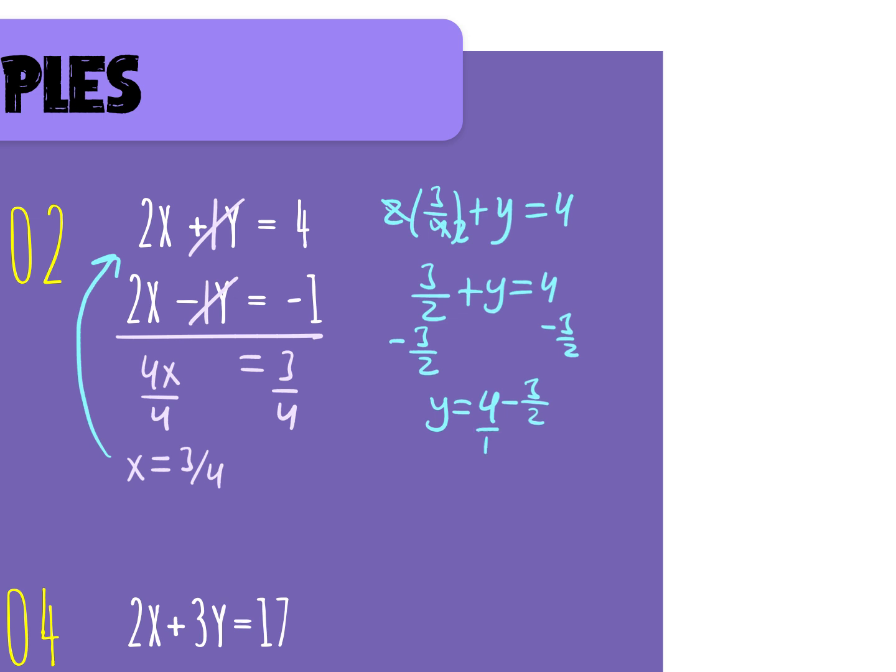I'm going to write this 4 over 1, because we want a common denominator. So this is going to get us 8 over 2 minus 3 over 2, which is 5 over 2. And that's our answer for y. Then our answer as an ordered pair is going to be x comma y, so 3/4 comma 5/2.